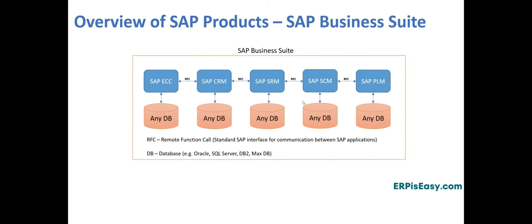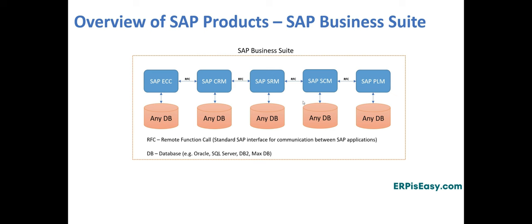So first, let's take a look at SAP's on-premise products. The first one in the list is SAP Business Suite. SAP Business Suite is not just one product. It consists of multiple SAP software applications that can be tightly integrated to provide organizations with a seamless flow of business processes across their multiple departments. SAP's Business Suite consists of five software applications. They are SAP ECC, CRM, SRM, SEM, and PLM.